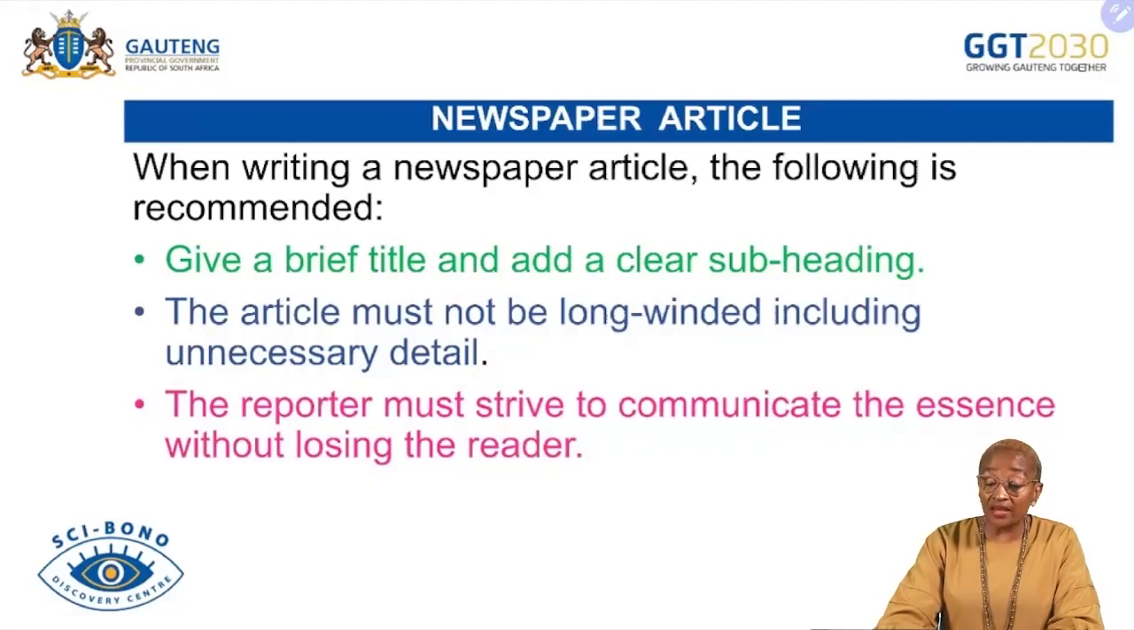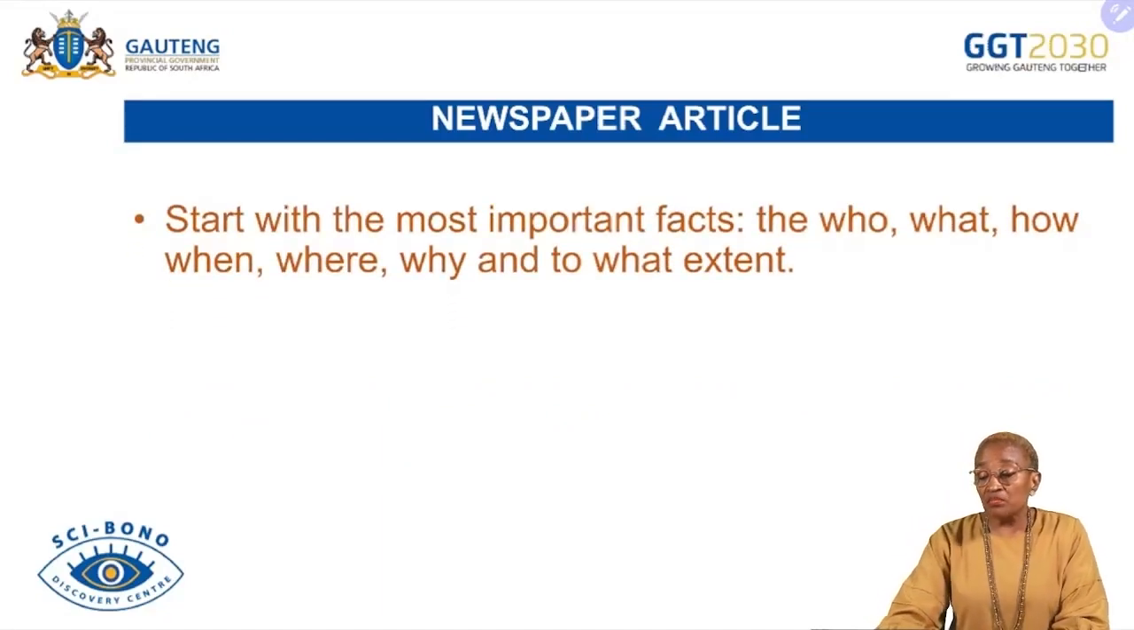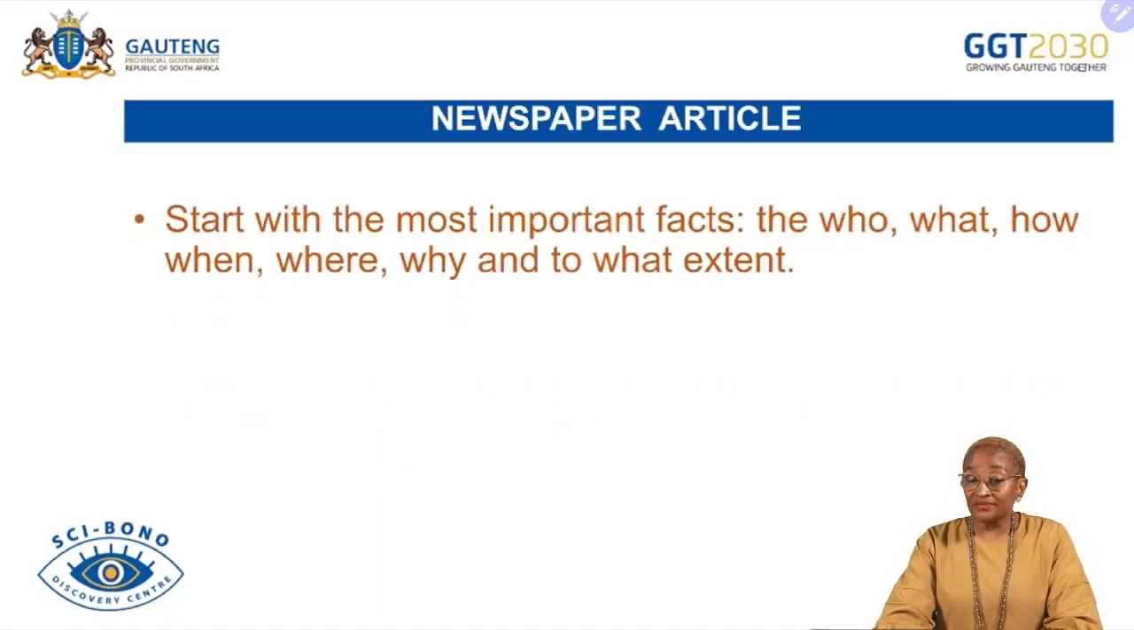The reporter must strive to communicate the essence without losing the reader. That is also important. We don't want to lose the reader. You start with the most important facts, which addresses who did what, how, when, where was it done, why was it done, and to what extent? Those are the most important facts that you need to include in your newspaper article.